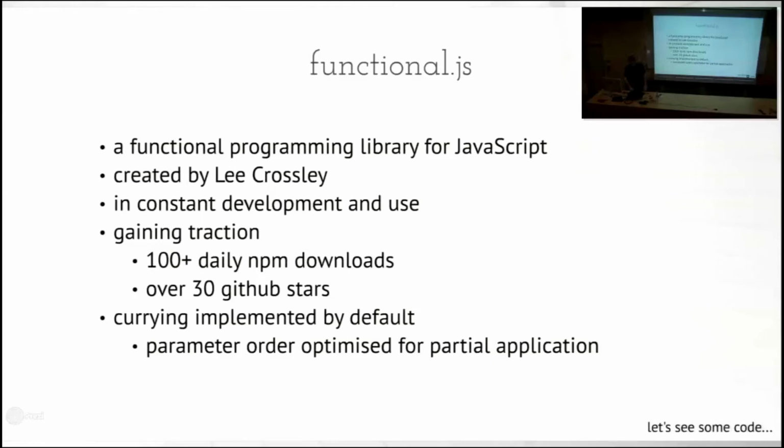And in Functional.js, the map function has the correct order that you want to use if you're going to partially apply. So the map function first takes the function and then the array that it will operate on. So it's just a little thing, but it's really, really helpful, and you can see that it was well thought out.